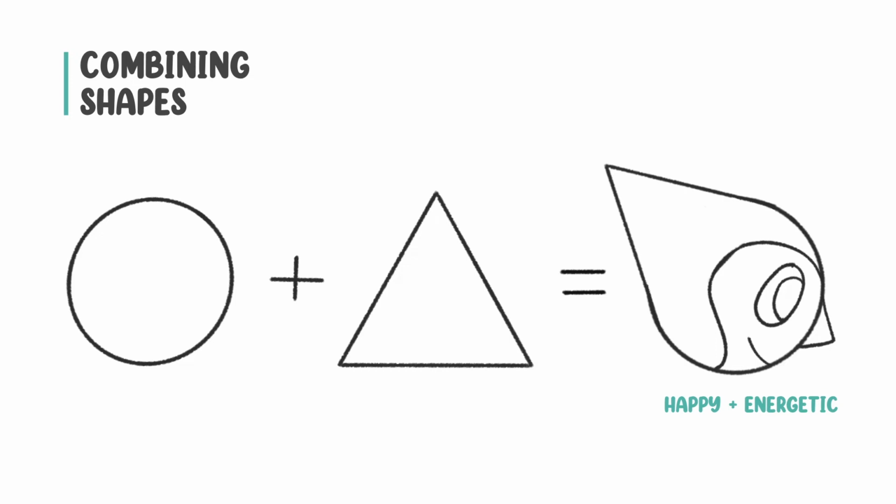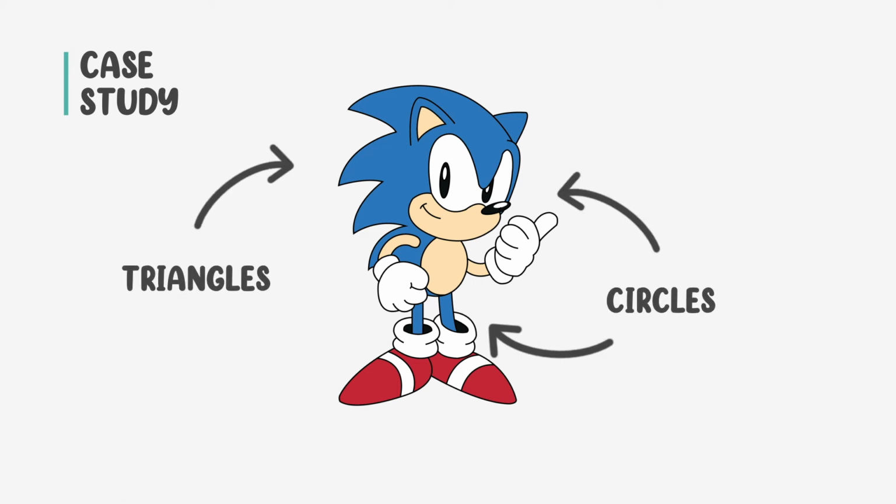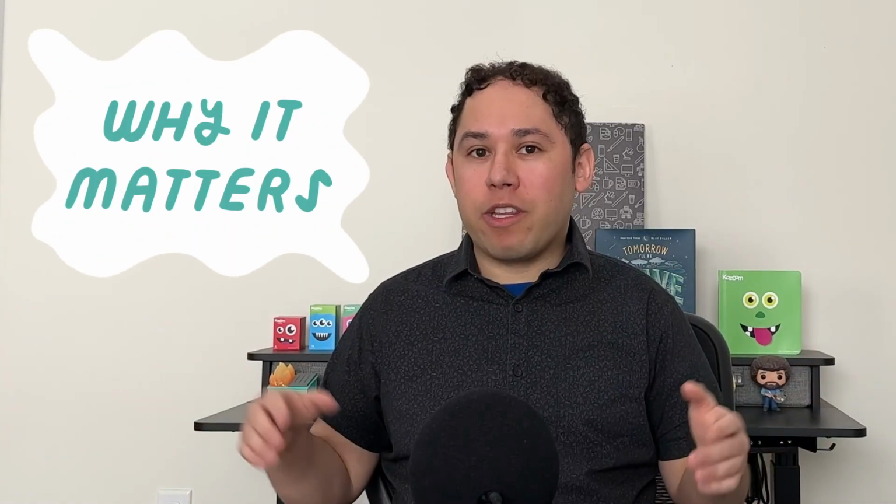And it's common to use different shapes throughout the body, so feel free to experiment with shapes as you sketch out your character. A great real-world example of this is Sonic the Hedgehog. Sonic is a quick-witted and easygoing character with super speed, which is communicated through the use of multiple triangles and circles throughout his body. So why is this important?